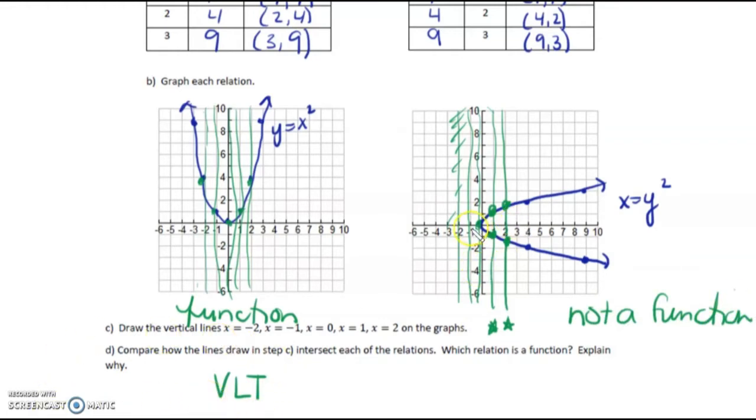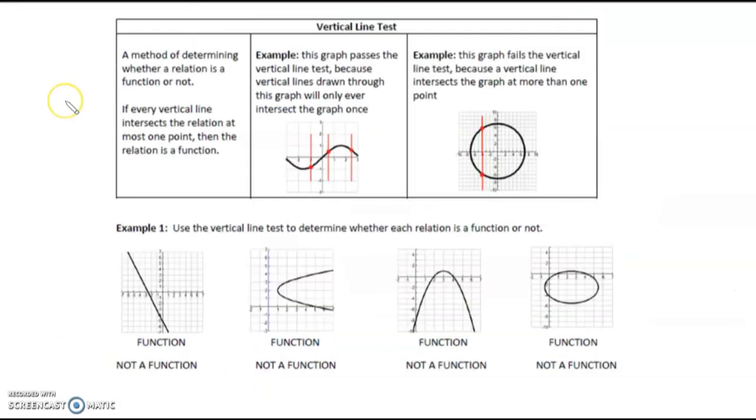And that's because each one of these independent numbers, so for example, 1, doesn't just have one dependent number. It actually has two. It would have (1, 1) and (1, -1). So there's our issue. So formally, the vertical line test is a method of determining whether a relation is a function or not. If every vertical line intersects the relation at most one point, then the relation is a function.